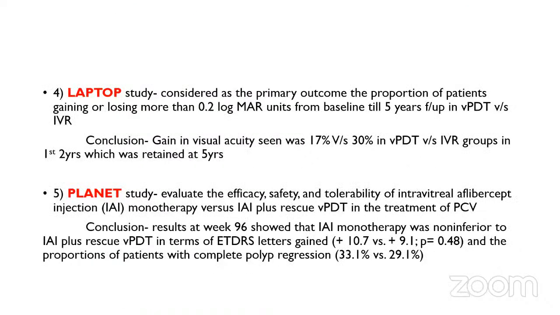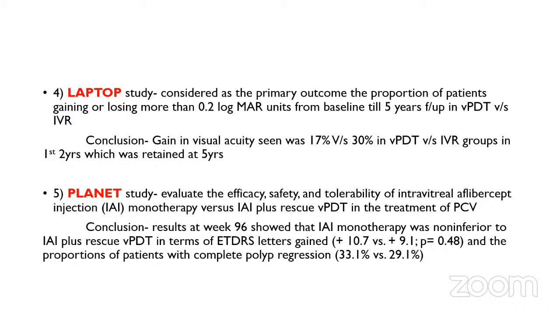Then the fourth study is the LAPTOP study, which considered the primary outcome of the proportion of patients gaining or losing more than 0.2 logMAR units from baseline till 5 years follow-up in VPDT versus IVR. And the conclusion was gain in visual acuity seen was 17% versus 30% in VPDT versus IVR groups in the first 2 years, which was reversed at 5 years. So intravitreal ranibizumab monotherapy was significantly more successful.